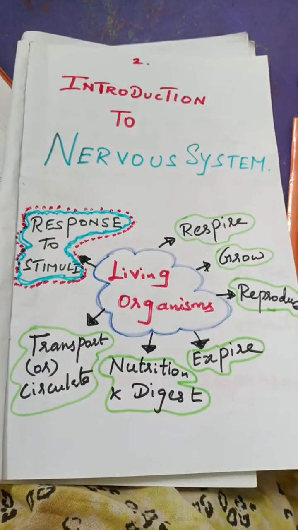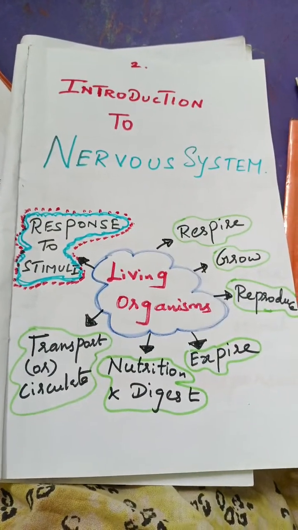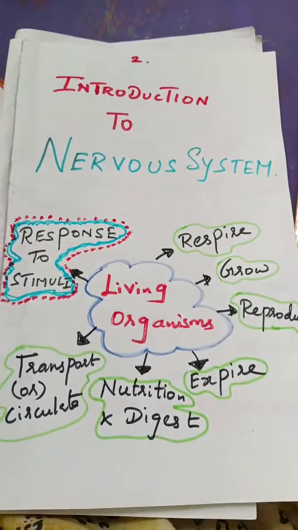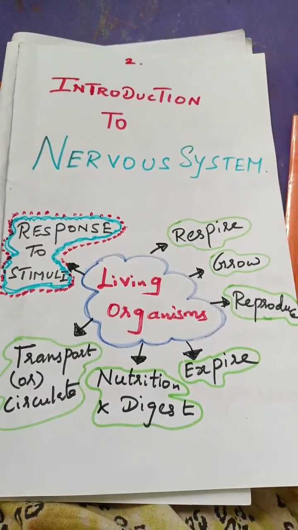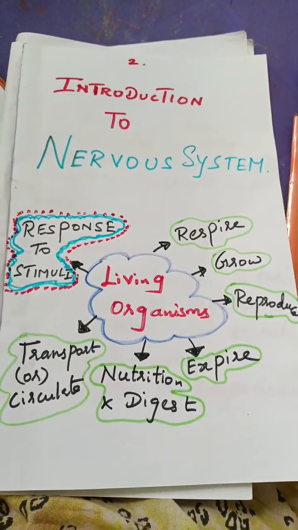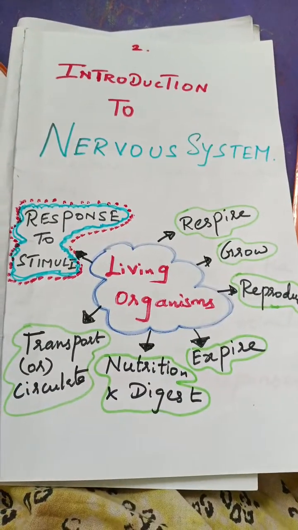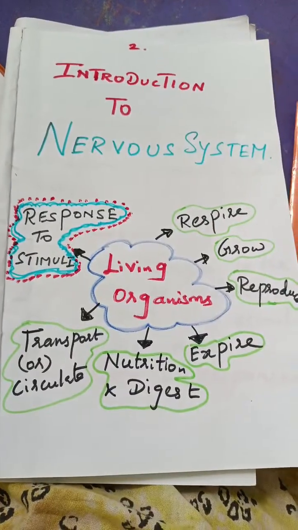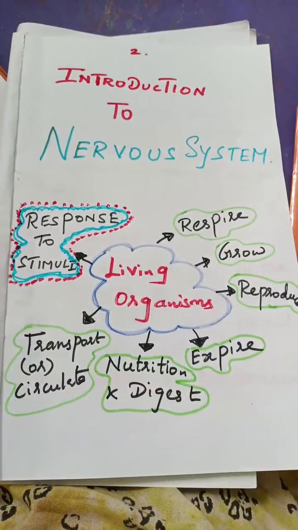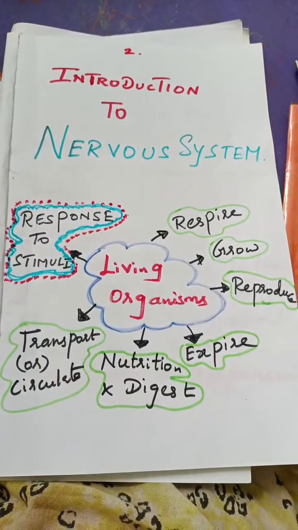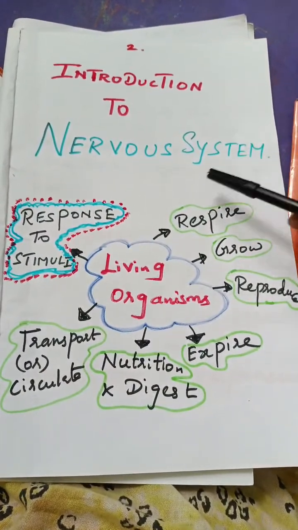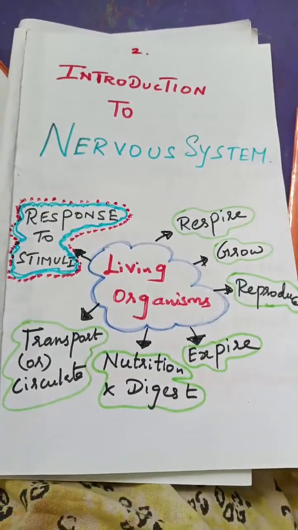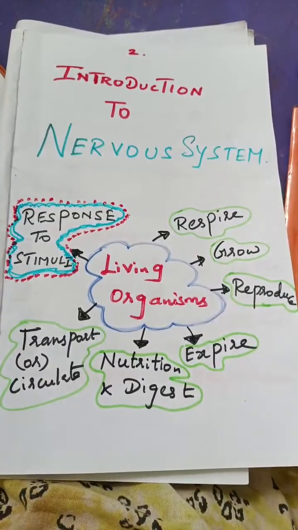So today we are going to concentrate on the nervous system. Let me give an introduction to the nervous system. Living organisms, we have been studying living organisms from our previous classes, from primary level, middle level, and then high school. What are the main characteristics of living organisms?